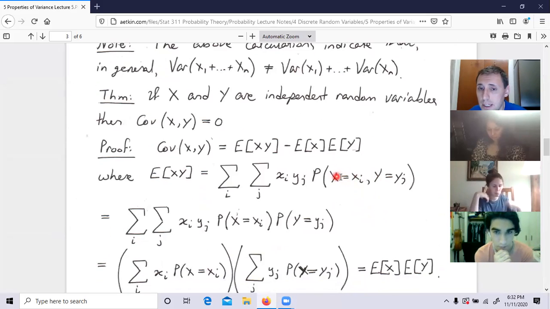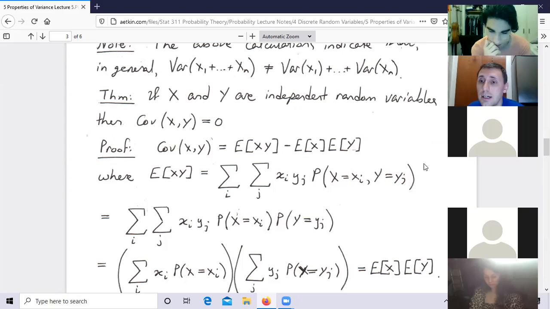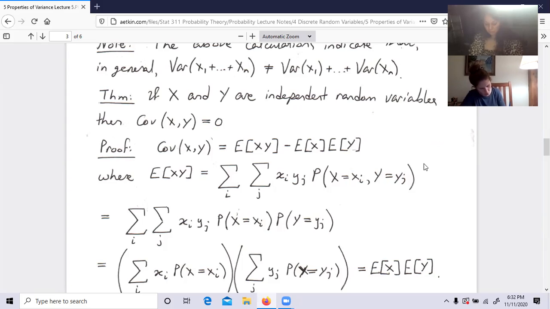This is the intersection, right? X is equal to xi and y is equal to yj. Do you remember that independence means that the probability of the intersection of two events is the product of the probabilities? You remember that? No, you forgot? So let me remind you if you forgot that as well.